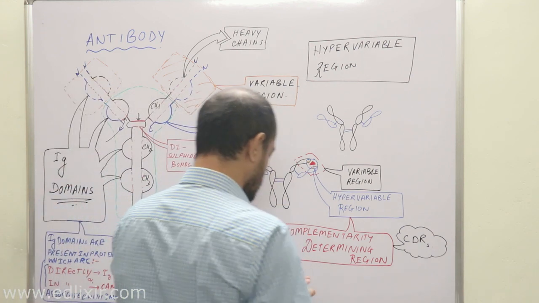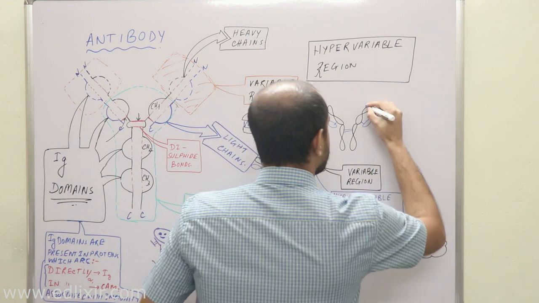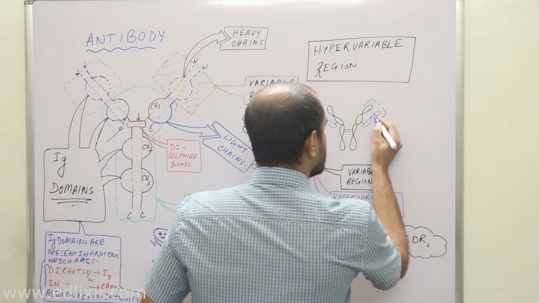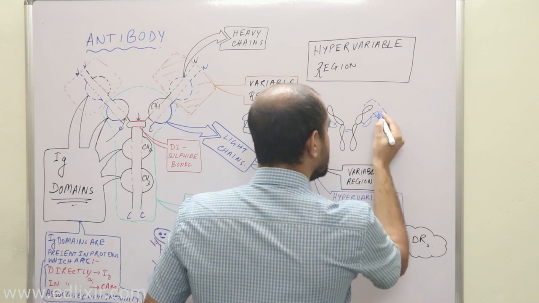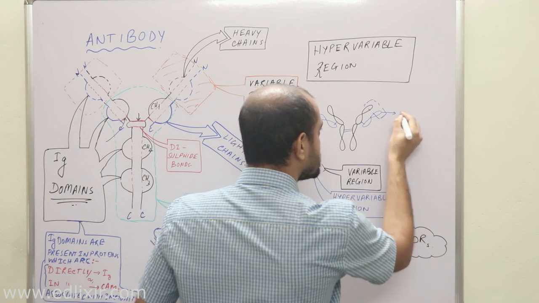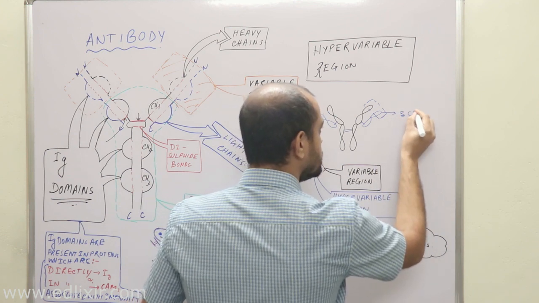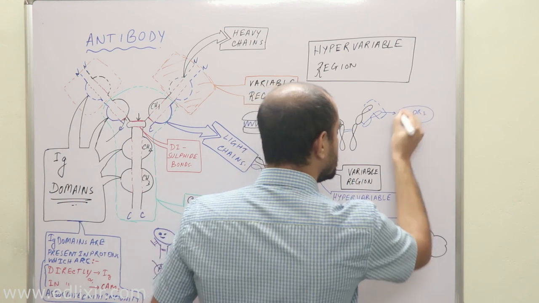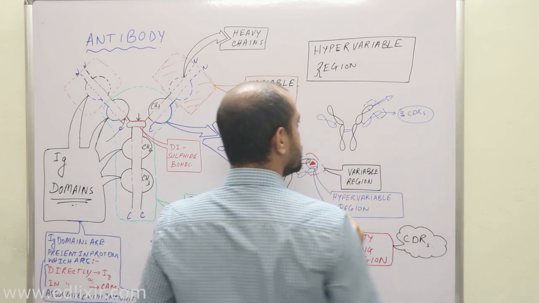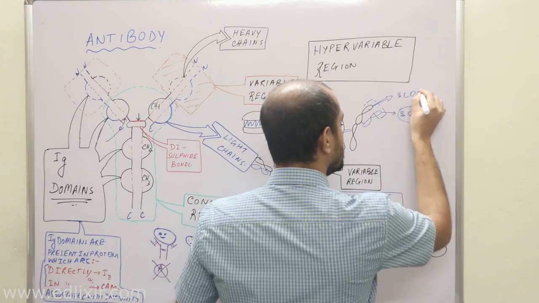An important point we need to understand is this. Suppose this is your variable region. The variable light chain, this region, has 3 CDRs, right? And the variable heavy chain also has 3 CDRs.